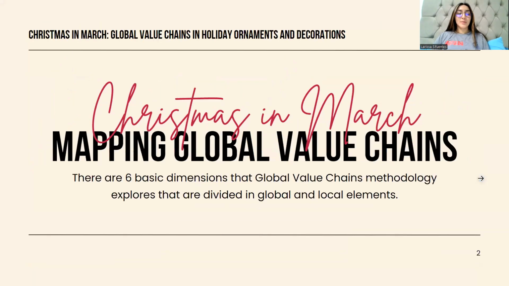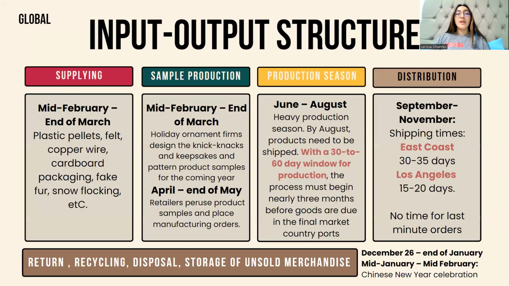This analysis will be based on the 6 basic dimensions that global value chain methodology explores, which are divided into global and local elements, and each of them will be explained. First, the input and output structure helps represent which activities are involved in a specific supply chain, in this case, the Christmas ornaments industry, which has 5 main activities: return, recycling, disposal, storage of unsold merchandise, supplying, sample production, production itself, and distribution.